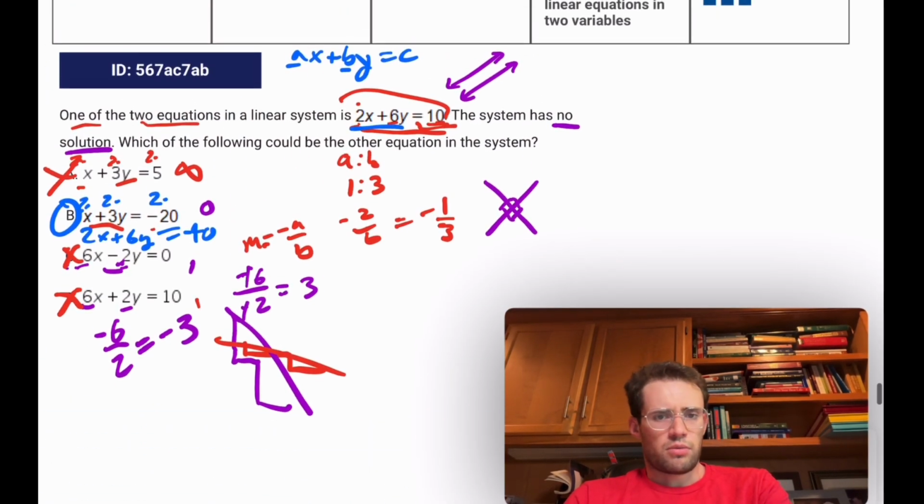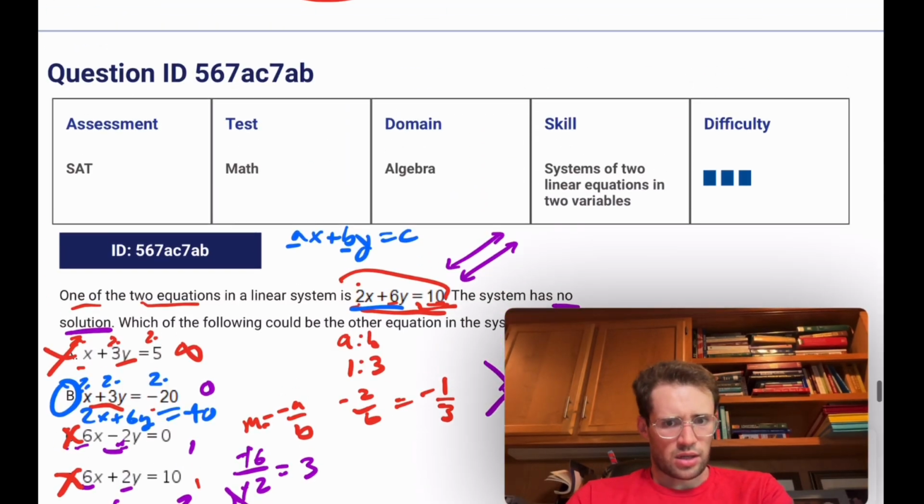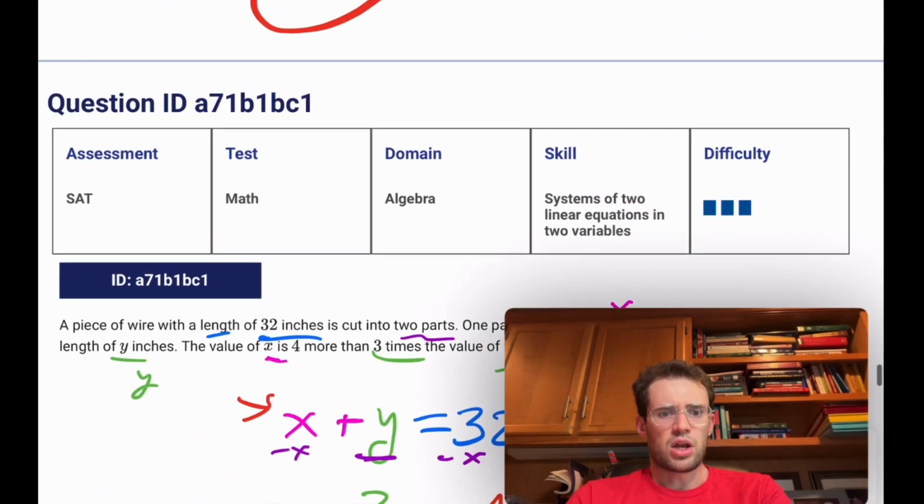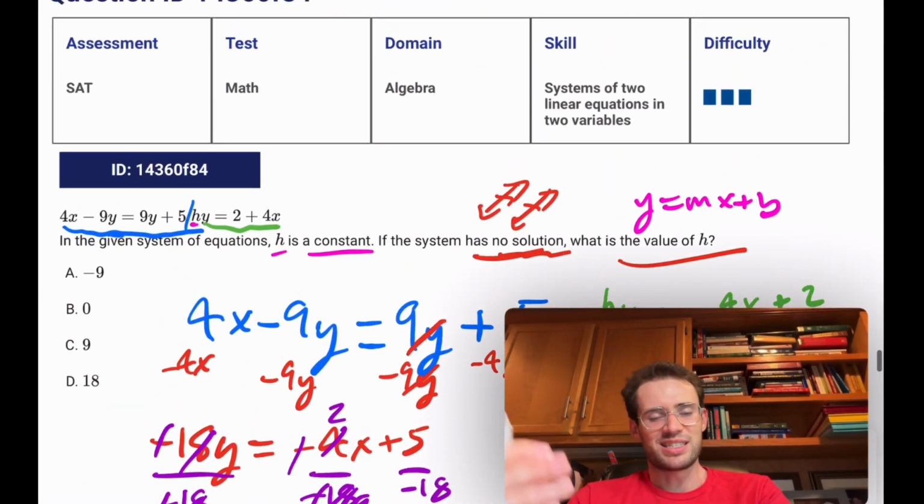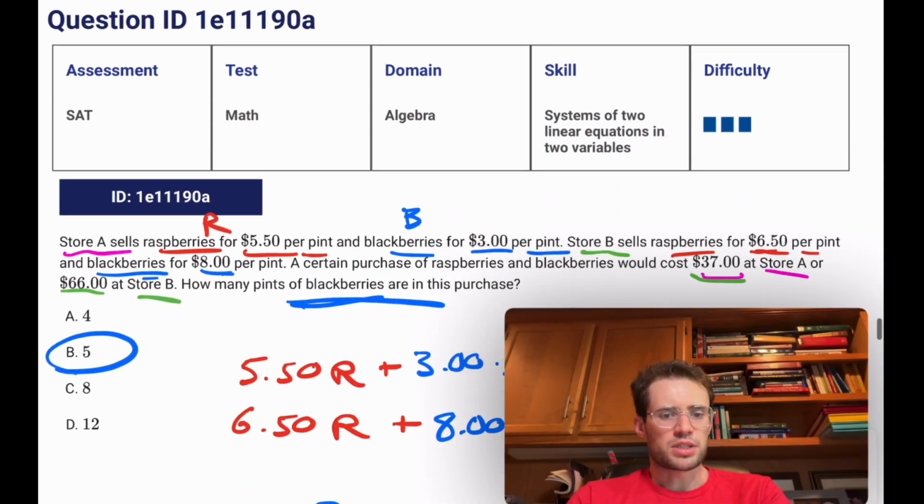And yeah, I'm trying to think what else came up a lot. This is another one that is no solution. So really the no solution ones are what came up the most, at least in this part of the video, so just be comfortable with these constants.